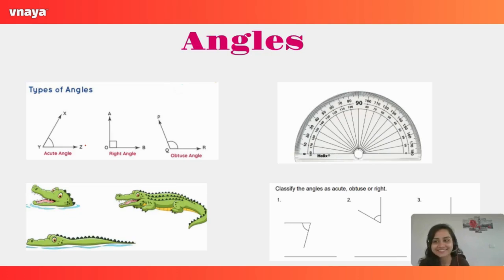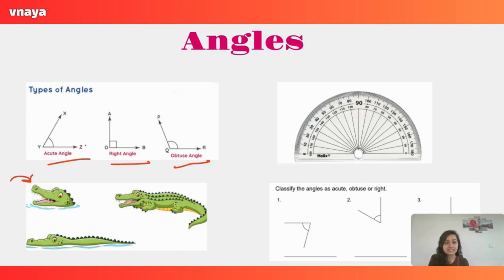Today we're going to focus on a new topic of angles. As you can see, we have three types of angles: acute angle, right angle, and obtuse angle. You must be thinking about the crocodile picture over here. I couldn't think of any other animal. To understand the concept of angles, I felt like the crocodile is one of the best animals I can think of.